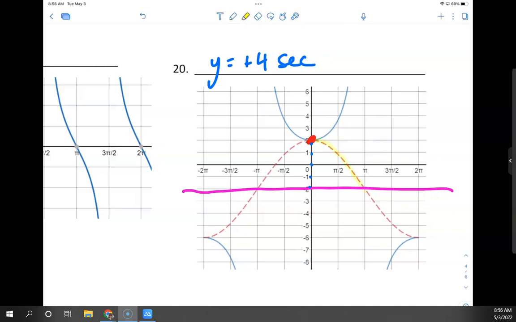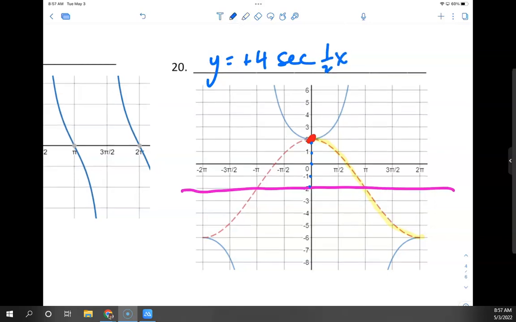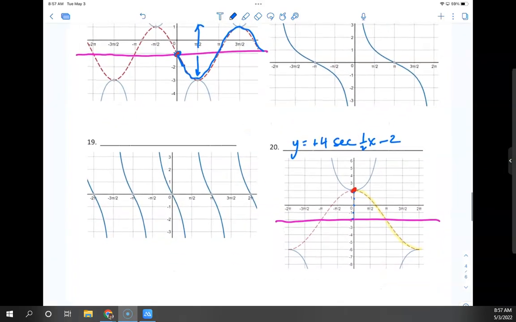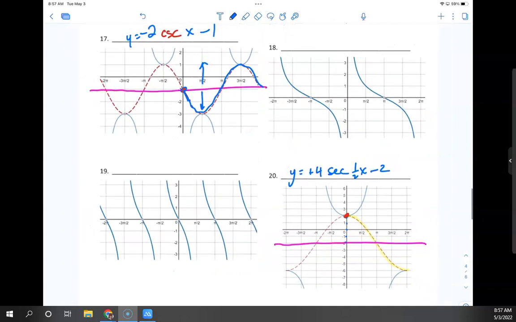How many cycles does this make? From 0 to 2 pi? Half a cycle. And then this line that I drew right through the middle is down 2. Okay? Not bad, right? Okay, now let's look at tan and cotan, you guys.